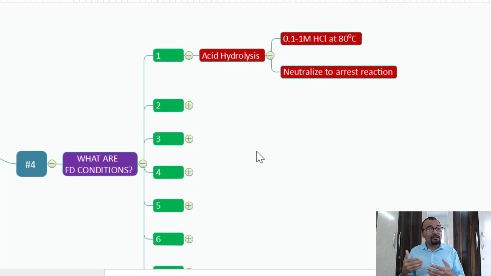Similarly, the temperature requirement and the time of exposure can be manipulated to achieve the degradation in the range of 5 to 20%. It is also a good idea to arrest the acid hydrolysis reaction by neutralizing the sample solution by adding a suitable strength of alkali reagent.